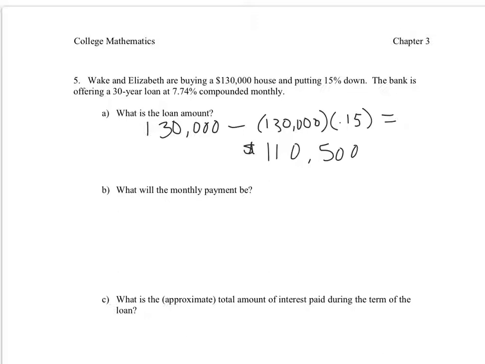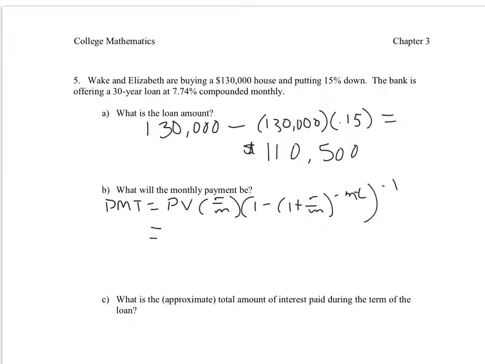What will the monthly payment be? All right, we just used this formula a minute ago. Let's see if we can do it again. So our PMT is equal to PV times R over M times 1 minus 1 plus R over M raised to the negative MT power, and that entire parentheses gets raised to the negative 1 power.